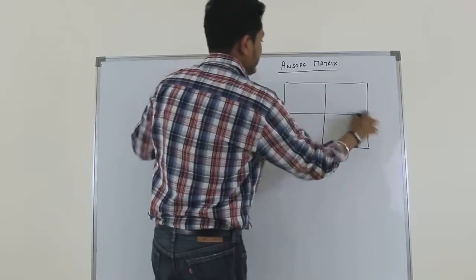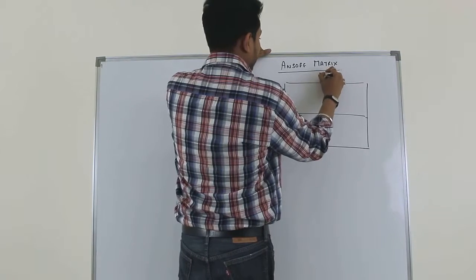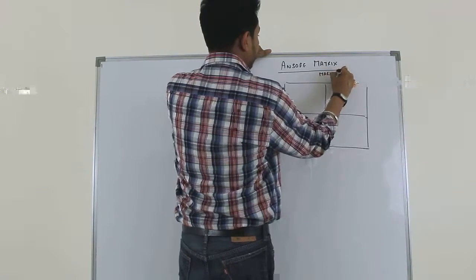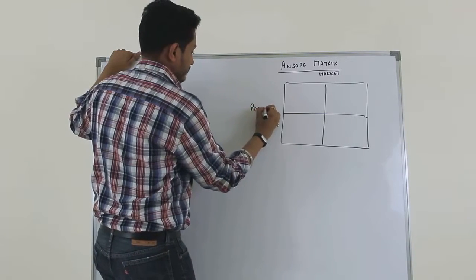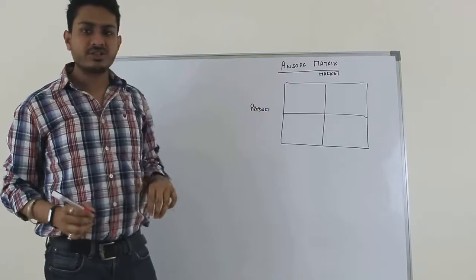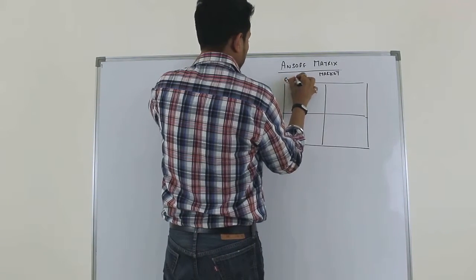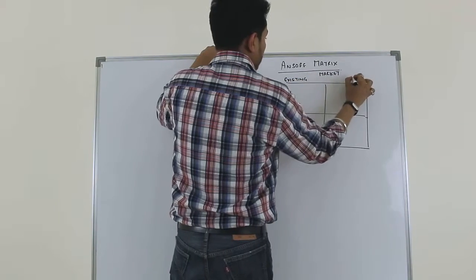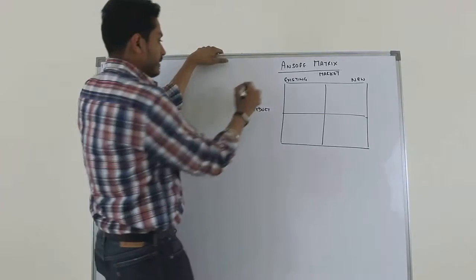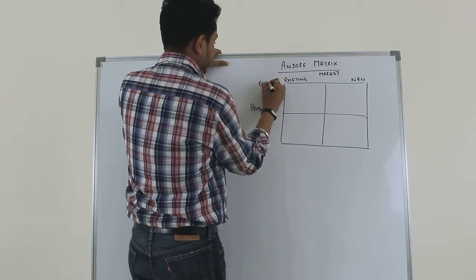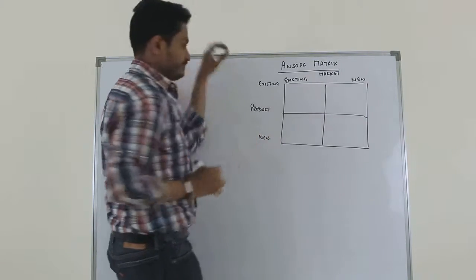So it's a 2x2 grid, our very famous 2x2 grid. We have the two variables, one being market and the second being product. Now the combinations possible here is when you talk of market, you can have an existing market and you can have a new market. Likewise, when we talk of products, you can have an existing product and you can have a new product.